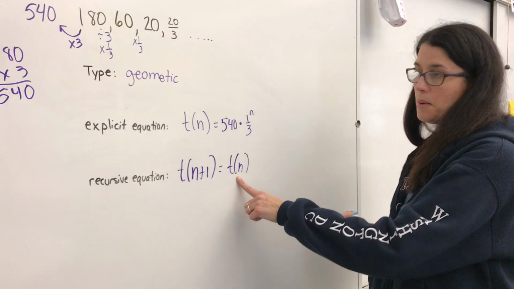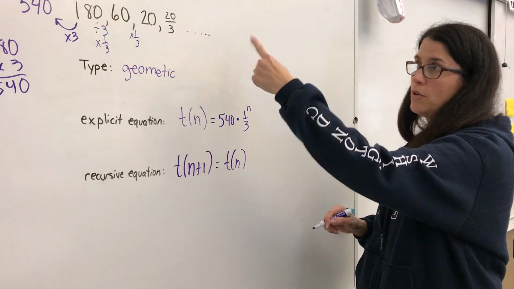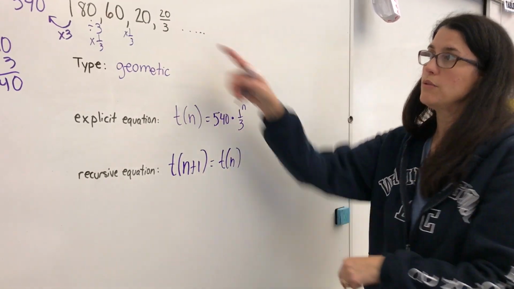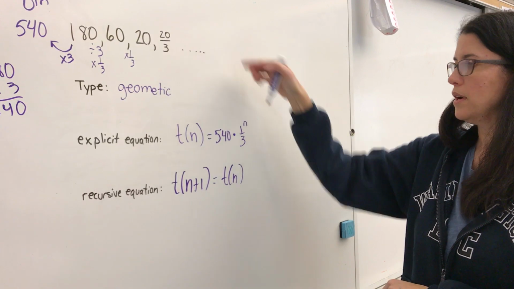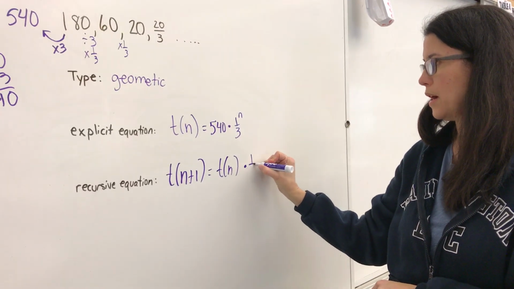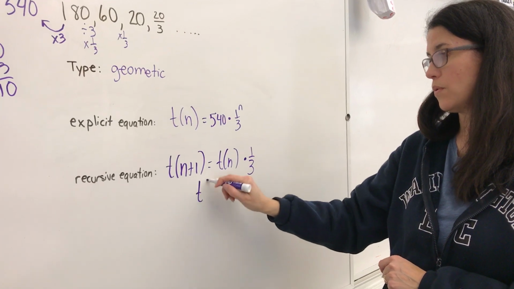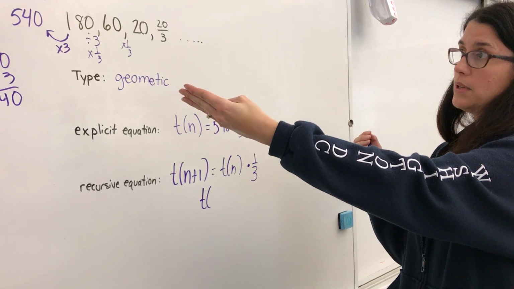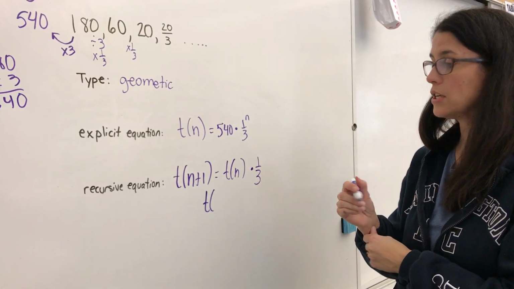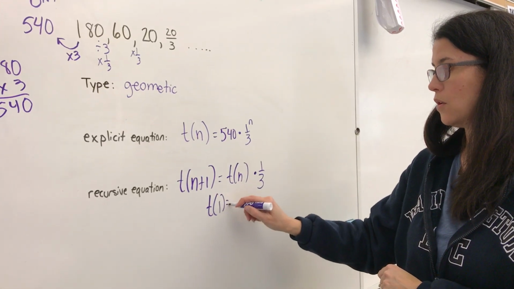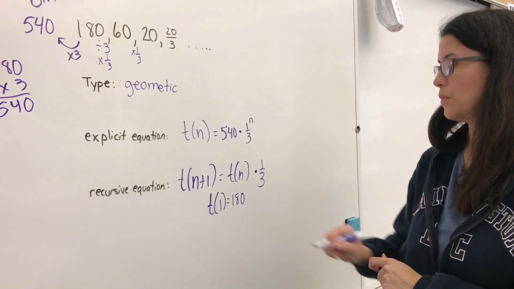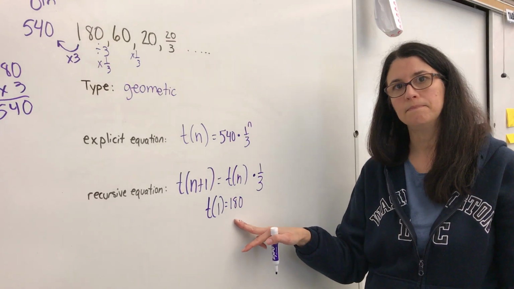This represents some previous number in my sequence. I don't know which one, it's some number. But I do know that to get from number to number to number, I have to multiply by 1/3. But I have to know something about this sequence first, and like Ms. Reynolds mentioned, you normally would tell me what the first term was in the sequence, and that's 180.